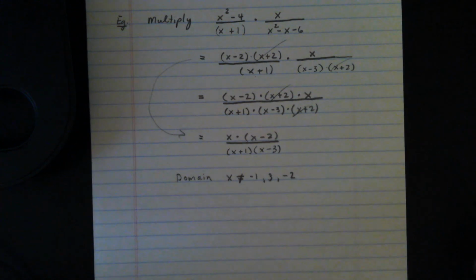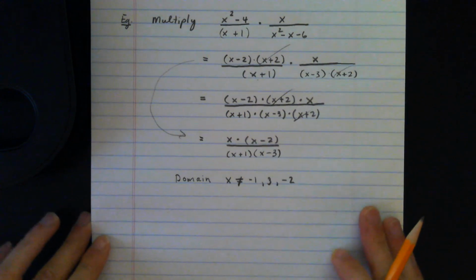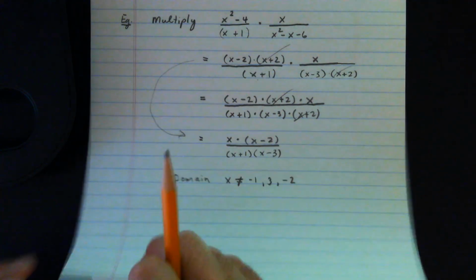Good. Okay, let's look at a numerical example on how to divide rational expressions. I'm just going to start a new page here. Okay, so for example, let's do the following division. Let's do 18 over 7 divided by 6 over 21.